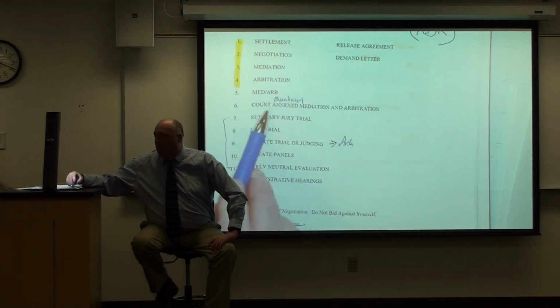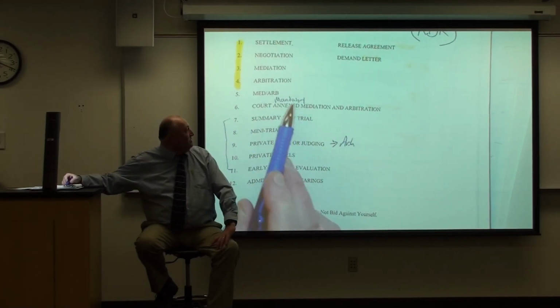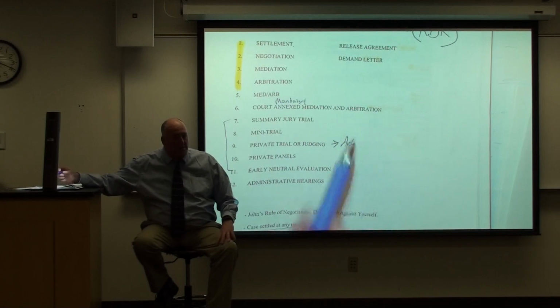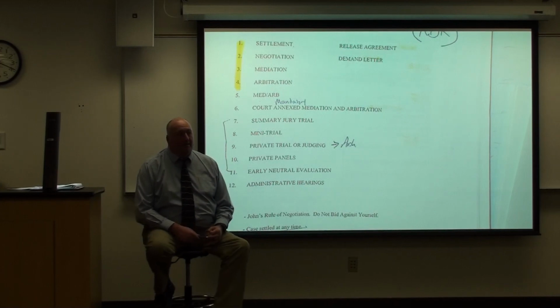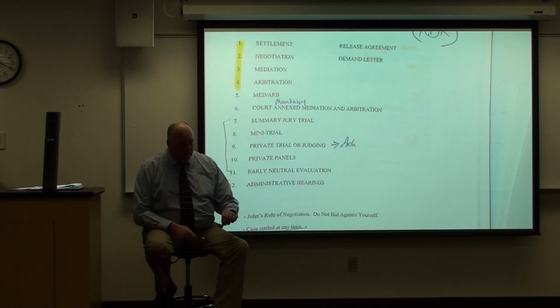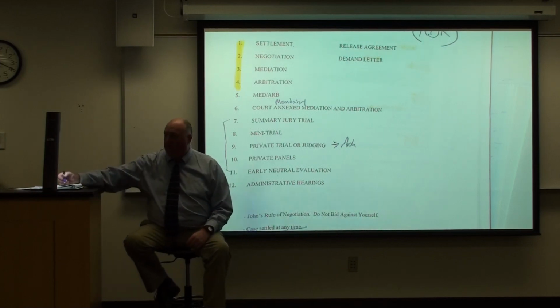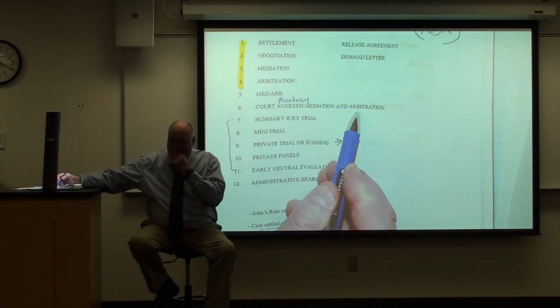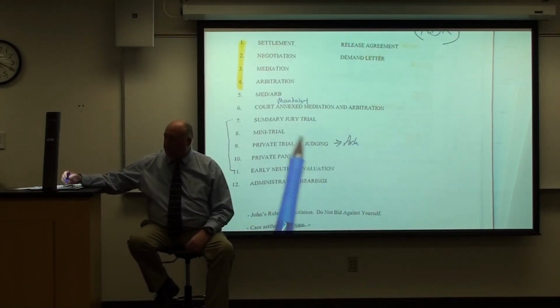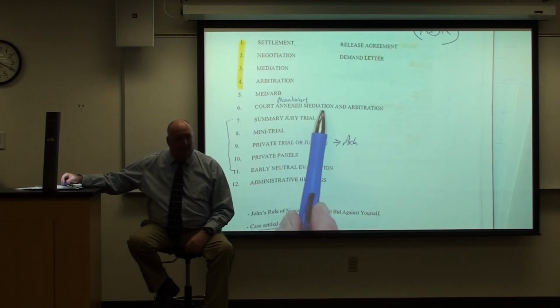All right, number 6, court annexed or court mandatory mediation and arbitration. This is becoming standard across the United States. And this is basically where a judge will require the parties, before they can ever go to trial with the judge, to first go through mediation and or arbitration. So I talked about this earlier. Child custody and divorce has mandatory mediation.